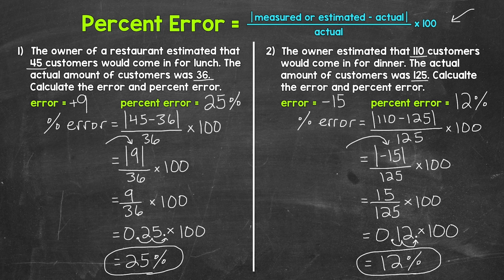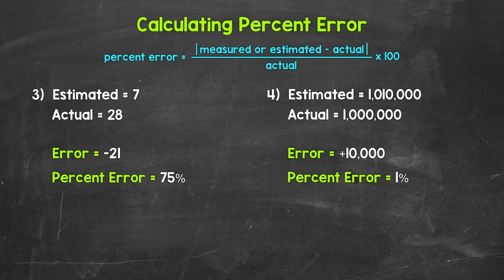Now let's take a look at two more examples to help us better understand percent error. Here are two more examples of percent error. Let's take a look at number 3, where we have an estimated value of 7 and then an actual value of 28. Now I calculated the error and percent error for both of these examples. We're going to compare these examples in order to see how percent error can be more helpful than just looking at the error itself. So we're building on our understanding from numbers 1 and 2.